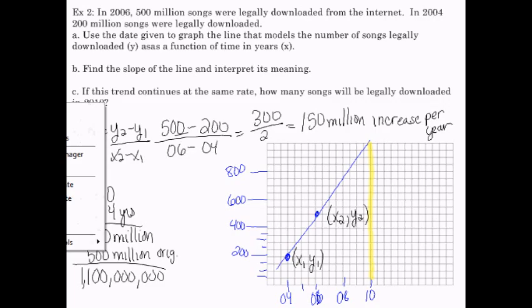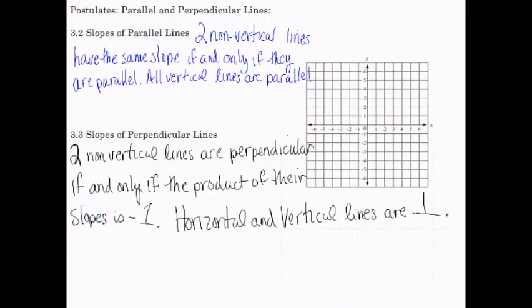No, legally downloaded. So this is the official wordy postulate here. Two non-vertical lines are parallel if and only if they have the same slope. So basically, parallel lines have the same slope. A slope of 2 is parallel to 2. 1/2 will be parallel to 1/2. All vertical lines are parallel. They're all going straight up and down, so that makes sense.